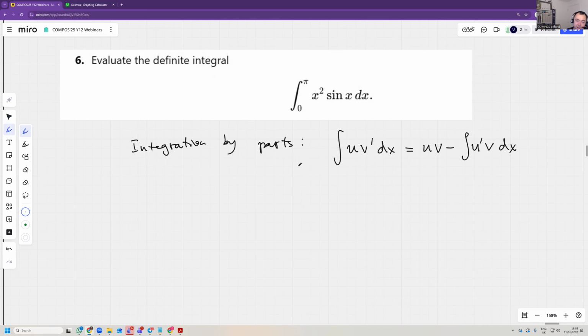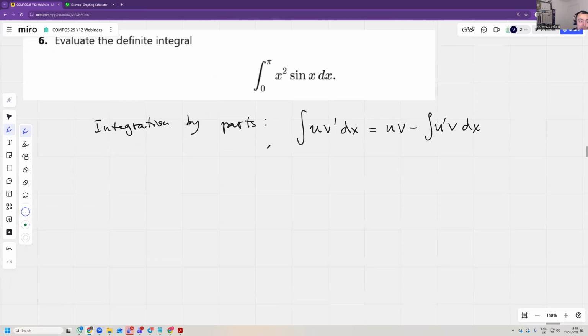And the part that you need to learn how to do is to choose which one of them. So one of them is u, one of them is v dash. So I'm going to say that this one is u, this one is v dash. There is a certain rule of choosing which one's which. So if u is x squared, that means u dash is 2x. If v dash is sine x, then v is minus cos x.